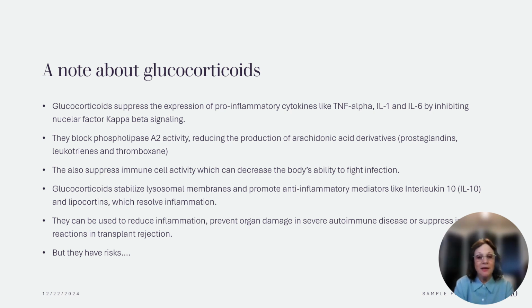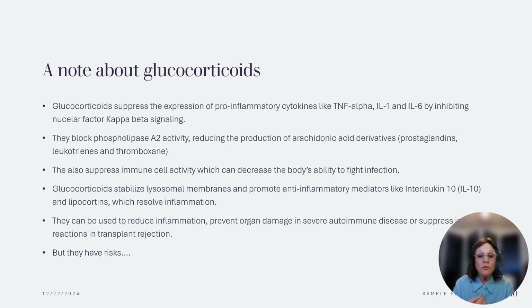So, as I said, glucocorticoids suppress expression of pro-inflammatory cytokines like tumor necrosis factor alpha, interleukin 1, and interleukin 6 by inhibiting a specific factor called nuclear factor kappa beta signaling. This blocks the phospholipase A2 activity, which reduces the production of arachidonic acid. Remember, that is involved with that COX pathway. And all of its derivatives get blocked too, including prostaglandins, leukotrienes, thromboxane. So it's going to suppress our immune cell activity as well. And that can actually decrease the body's ability to fight infections.